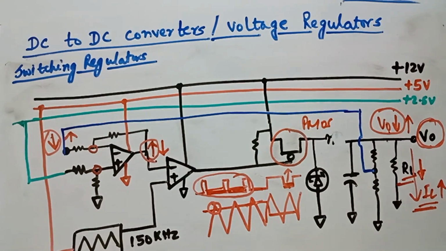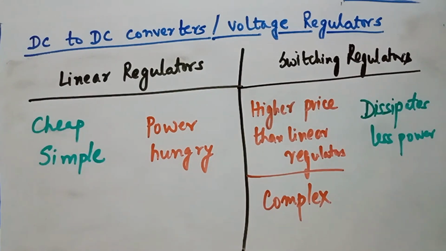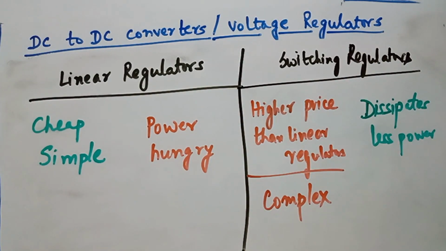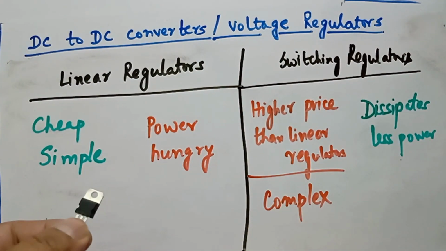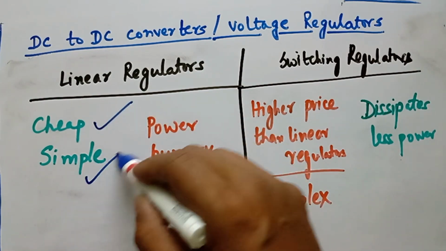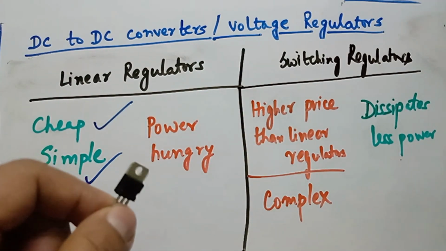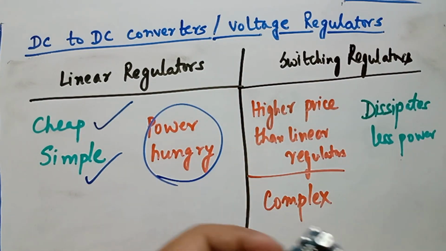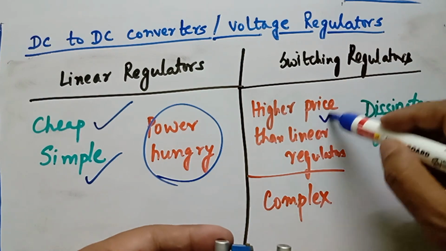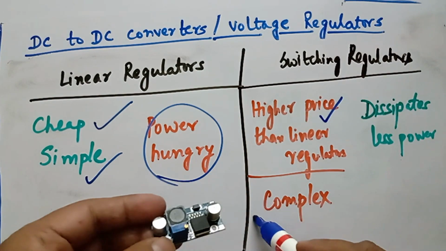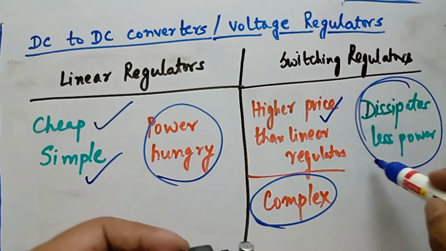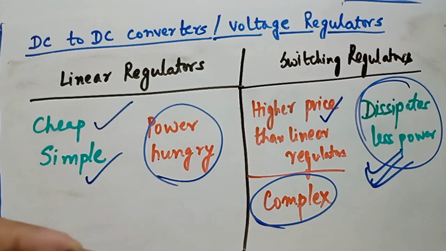And before closing, let me try to summarize what we have discussed so far. A quick comparison between the linear regulators and switching regulators. The linear ones are these. They're cheap, they're simple, but they eat up a lot of power and they heat up a lot. So this is power hungry. These are switching regulators. They are of a little bit higher price than the linear regulators. A little bit more complex because it involves so much circuitry. But the good thing is it dissipates much less power.